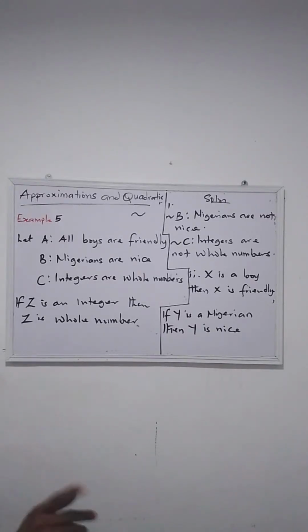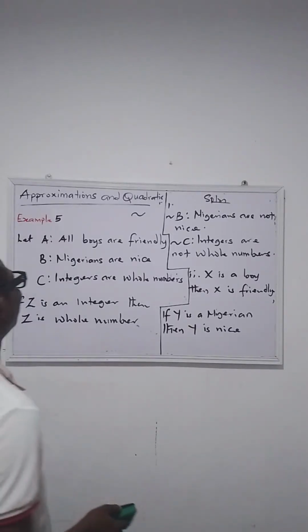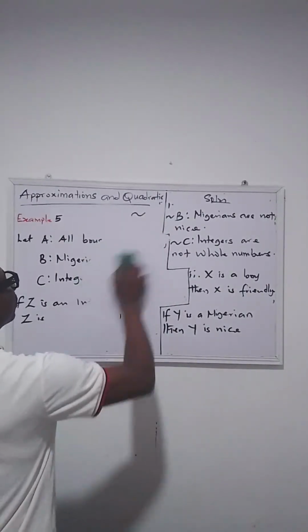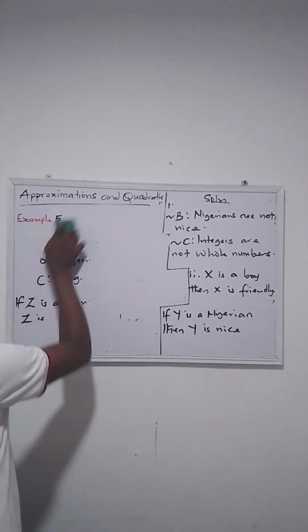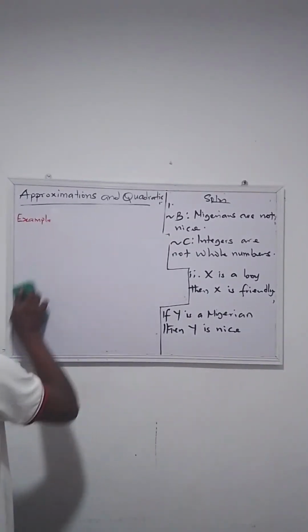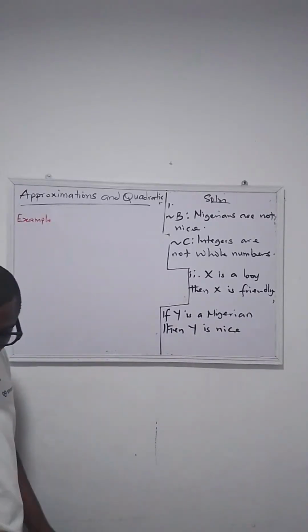All right, so can we take one more? Let's take one more on logical reasoning. Example 6.